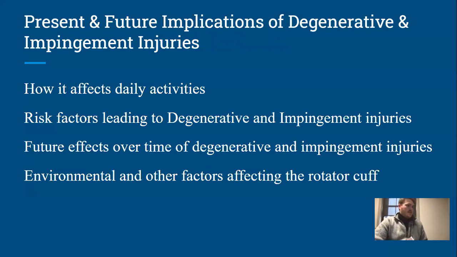Next, I'll get into present and future implications of degenerative and impingement injuries, how they could affect your daily activities. If left untreated, it can completely tear a tendon and a surgery will be required. Also, it could affect daily activities because the range of motion of the shoulder will be inhibited. Overhead lifting and reaching will be affected. Shoulder strength will be weakened.